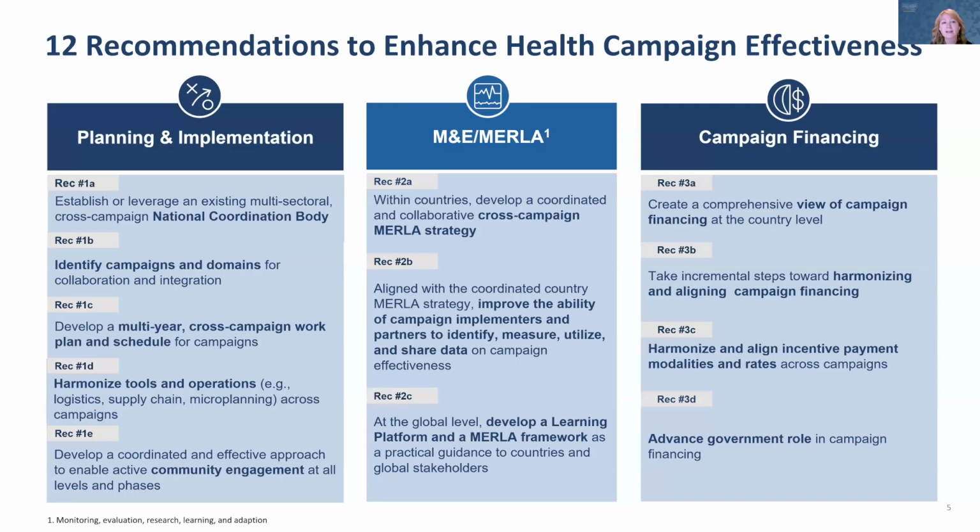As I mentioned, the CAS is intended to be adaptable and customizable to each country's context and priorities, and the tools that we'll be sharing today are meant to help countries get started in this process. So the strategy includes 12 recommendations that address 3 broad areas: campaign planning and implementation, monitoring, evaluation, research, learning, and adaptation, which we call MERLA for short, and campaign financing.